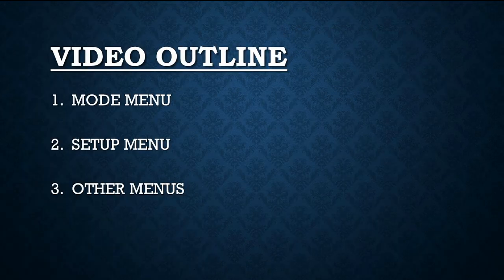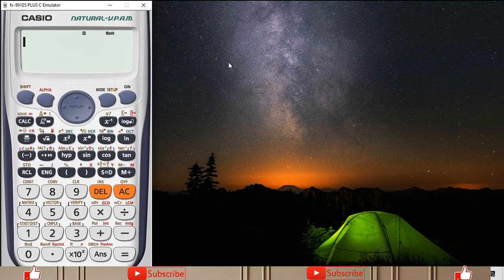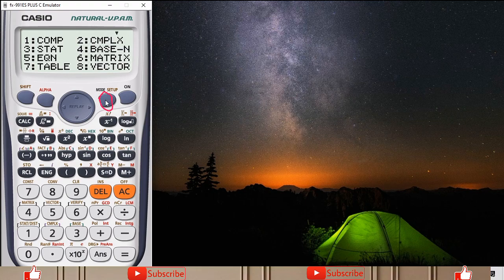So we basically have two menus on the scientific calculator. We have what we call the mode menu, and we also have what we call the setup menu. Now, let us discuss the mode menu. To activate the mode menu, you simply tap on the mode button. So this is the mode button. If I tap on the mode button, the menu that appears is what we call the mode menu.